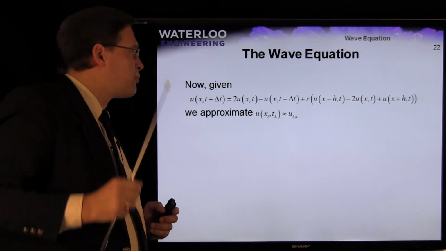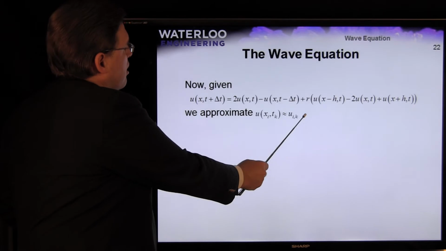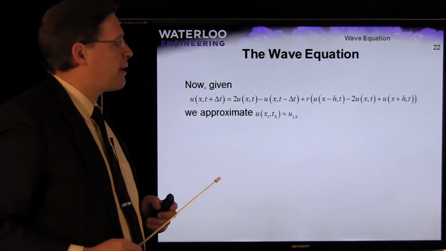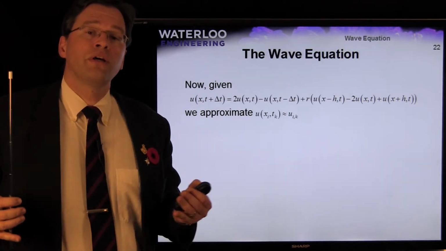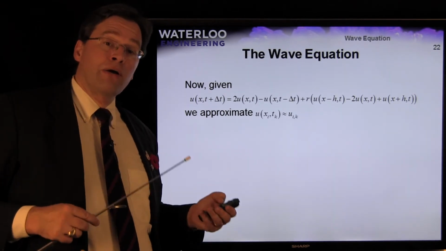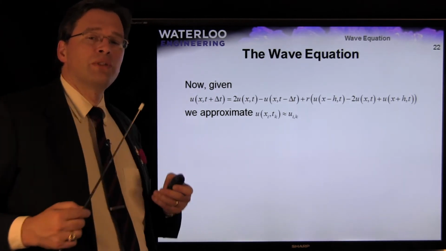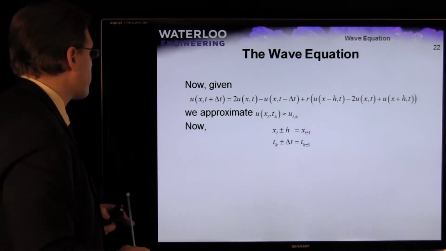Now, we will try to approximate the solution at each of those points. So that gives us a grid, and at each of these points, x sub i, t sub k, we will approximate it by some unknown value, u sub ik. Now we will have some boundary conditions and some initial conditions, but there are a lot of interior points which are unknown, and we will have to solve for them.